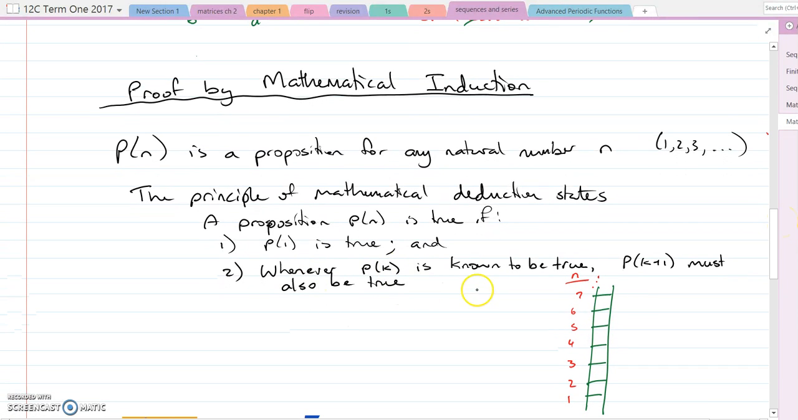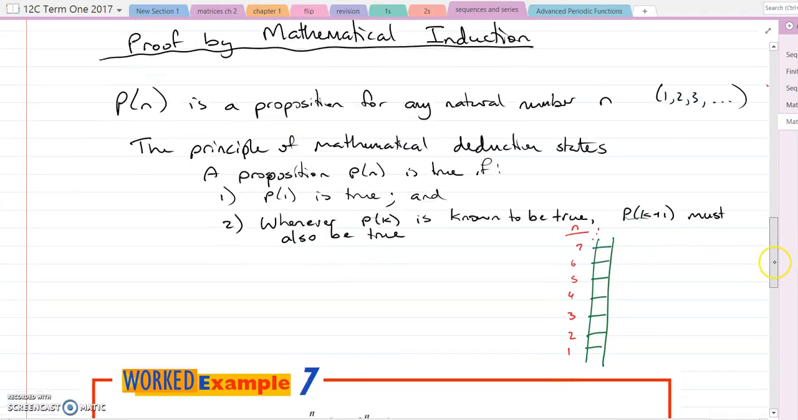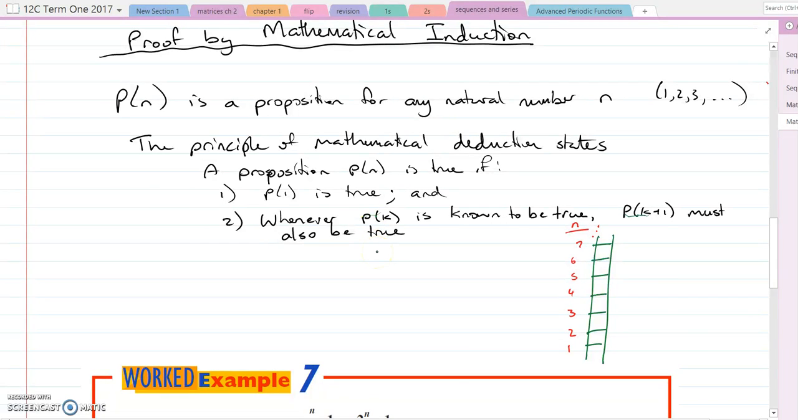The second, the important, difficult part, is that whenever P of some number k is known to be true, this must imply that the proposition is true for the next number, P of k plus 1. So for example, if we know that the proposition is true for 1, then that tells us it is true for 2, and so on. If it is true for 4, then we know it is true for the next number 5. If you can prove this in general, so that if any number is true, the next number is true, that lets you prove it.